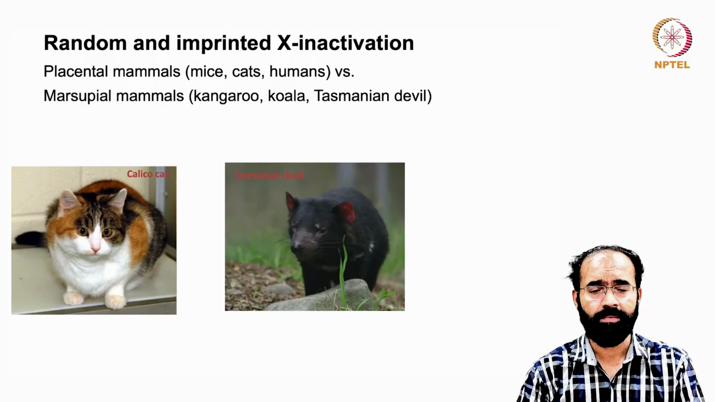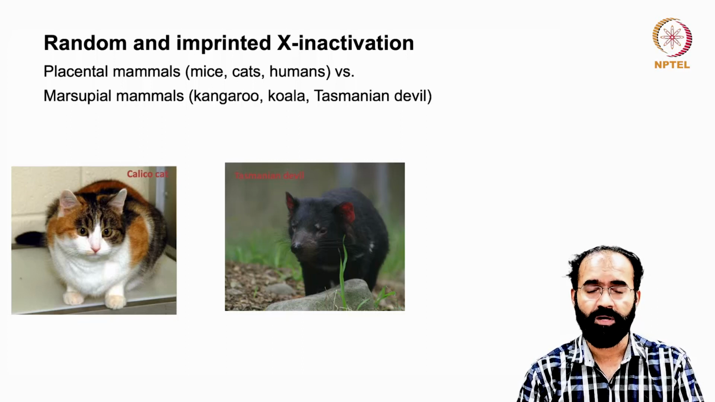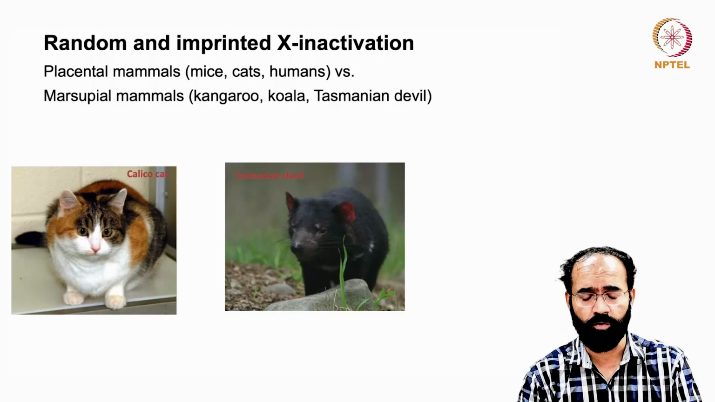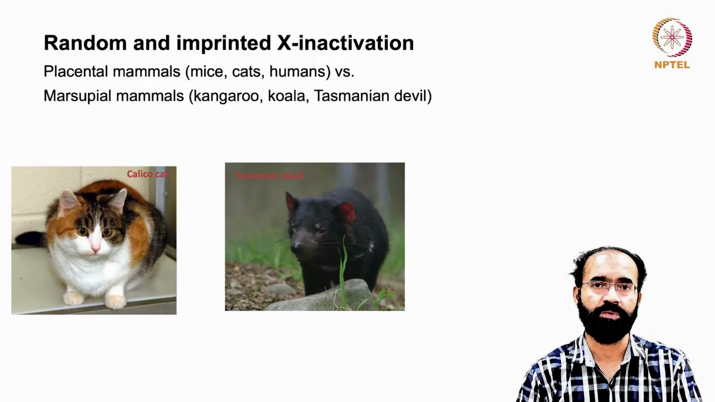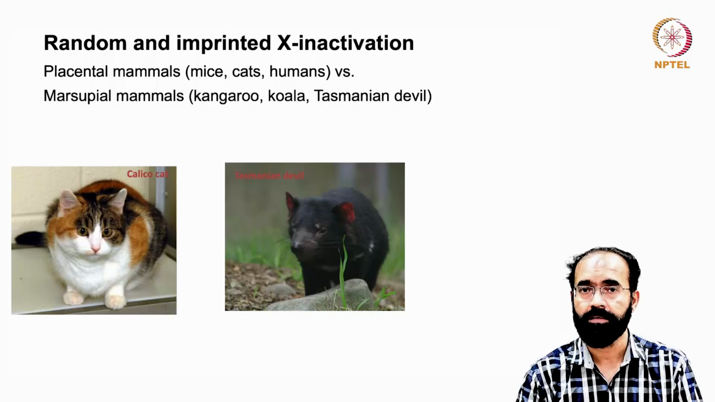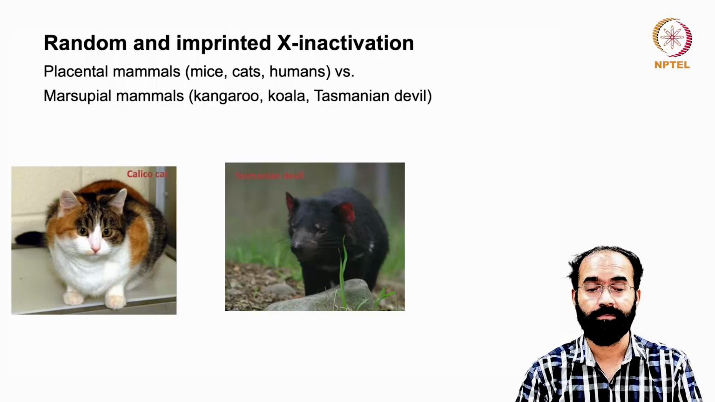So here is an example of a cat, and this cat is called a Calico cat, and here you have an example of a Tasmanian devil, which is a marsupial carnivore. That is the only member in the marsupial group which is a carnivore. The rest of them are mainly herbivores or omnivores. This is a strict carnivore, meaning it eats meat.